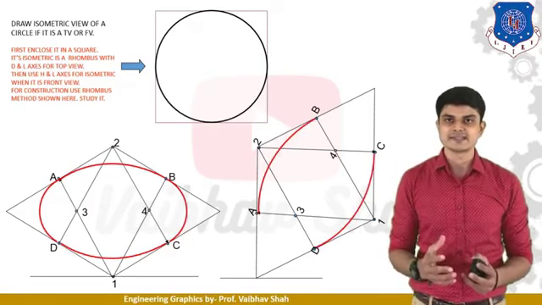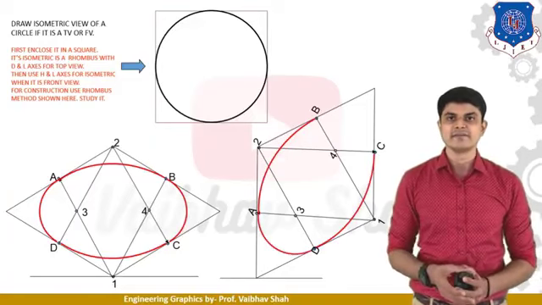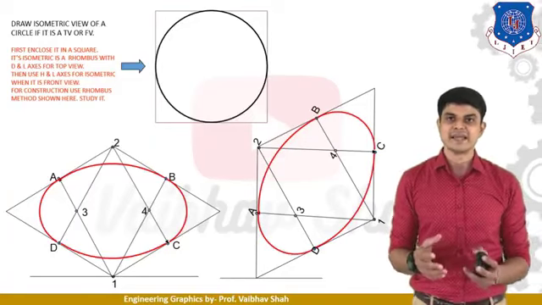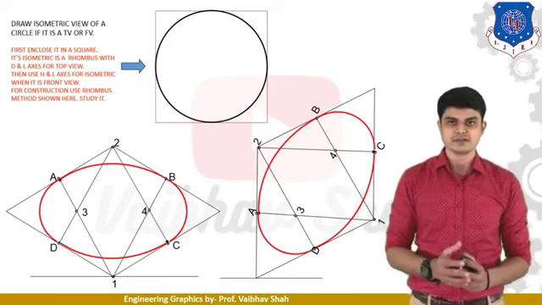Thereafter, let us take 3 as a center and 3A as a radius. Let us draw the circle. And finally, we will have 4 as a center and 4B as a radius. We will draw this circle. So this is nothing but your front view of a circle.